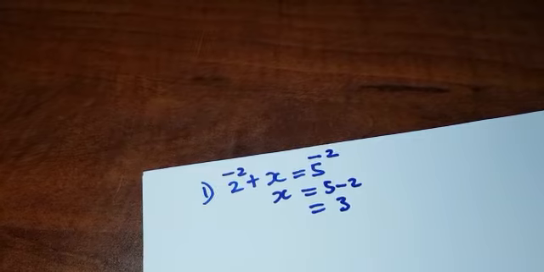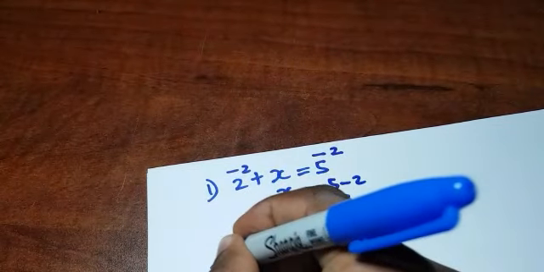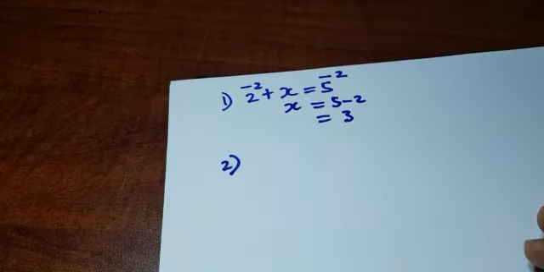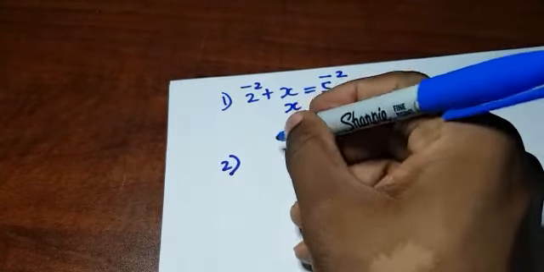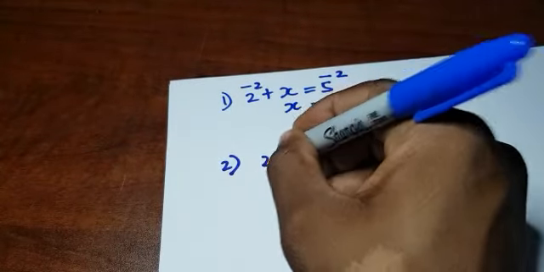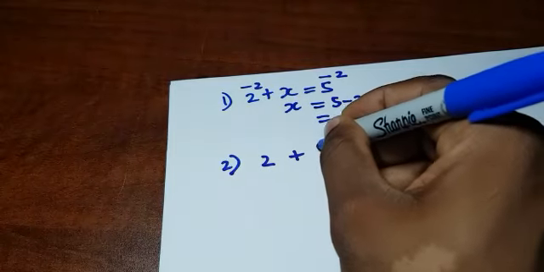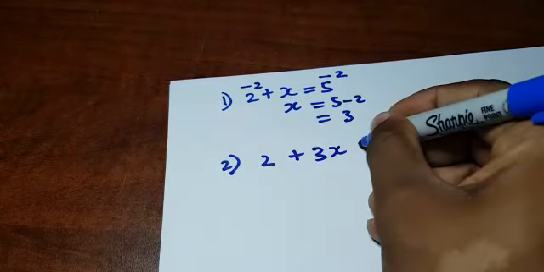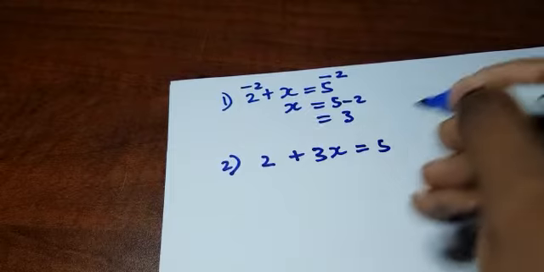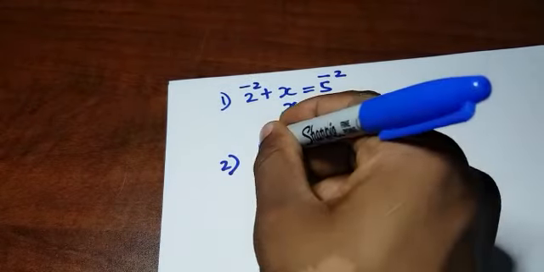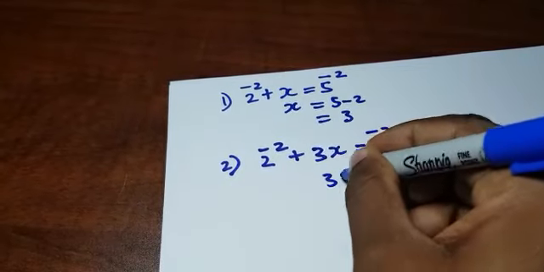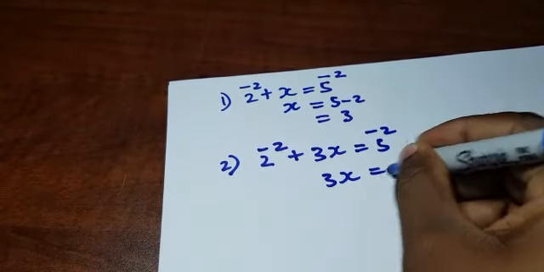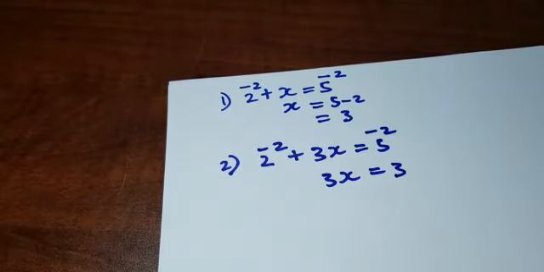Now, if the question becomes just a little bit more challenging, so for example, let's put 2 plus, say, 3x is equal to 5. Now we follow the same procedure here. Now we have 3x is equal to 3.